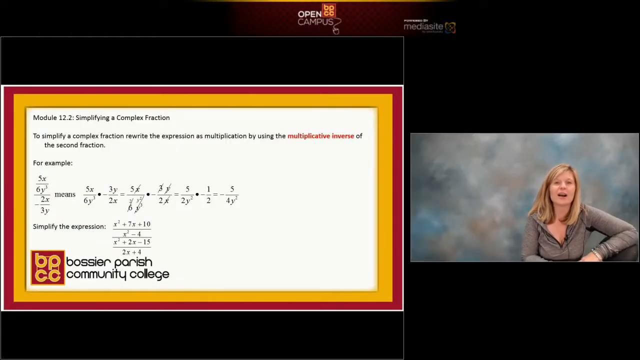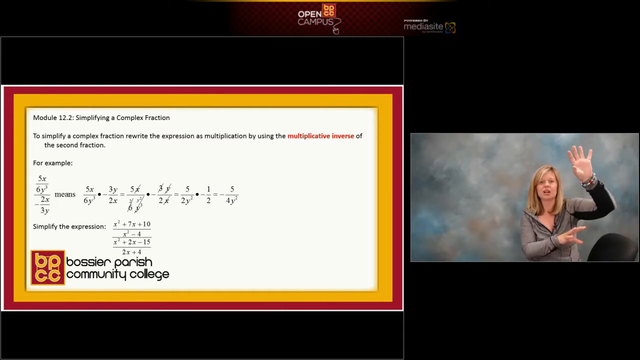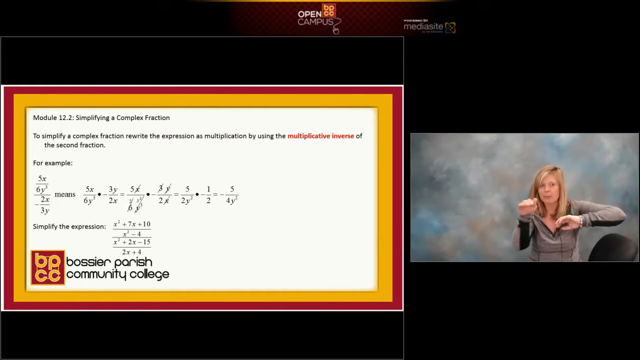Okay, let's simplify a complex fraction. So if you look at my example on the PowerPoint, I have 5x divided by 6y cubed, divided by 2x, or negative 2x, divided by 3y. So if you look, that is complex. There's a fraction in the numerator and there's a fraction in the denominator. And there's a bar separating them.